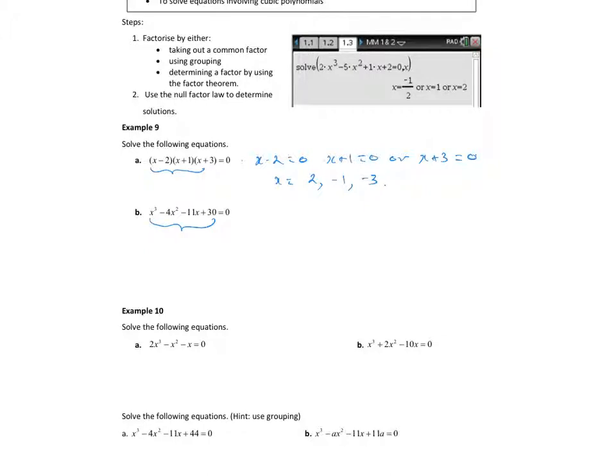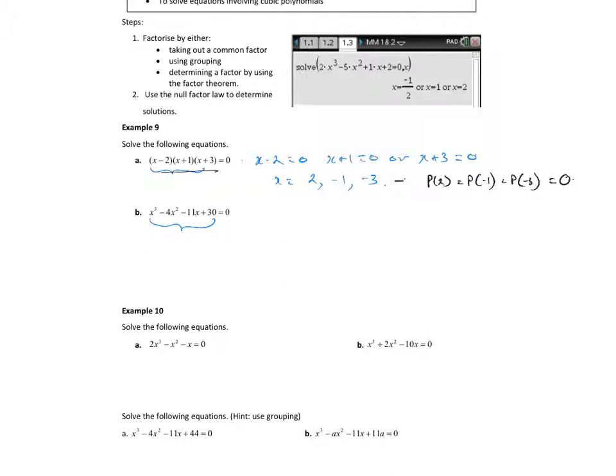So what we're saying here, in other words, is if I substitute 2 in, or if I substitute -1 in, or I substitute -3 in, the answer will be 0. They're the values that make this equation equal to 0. All right? So with question B, it's not in a factored form. So we've got to try and go through our division process to try and get it down to a factor and a quadratic factor.